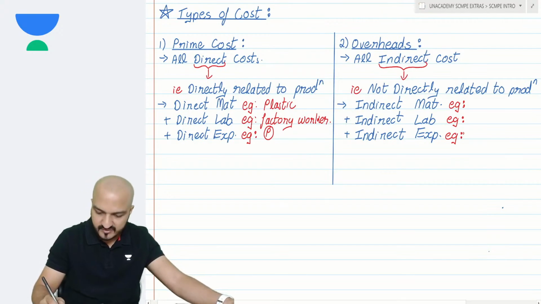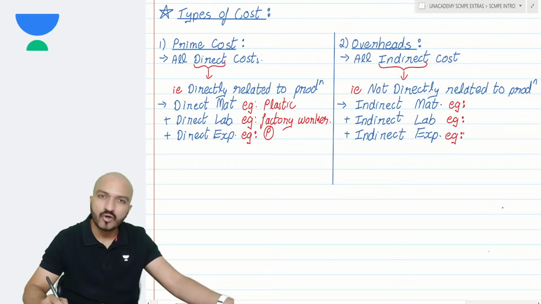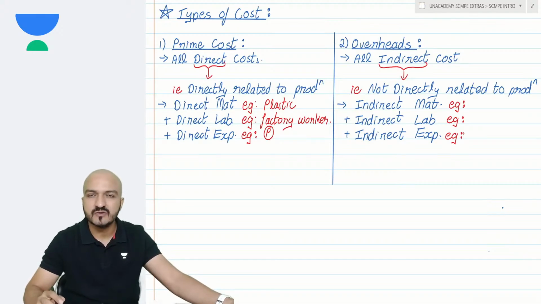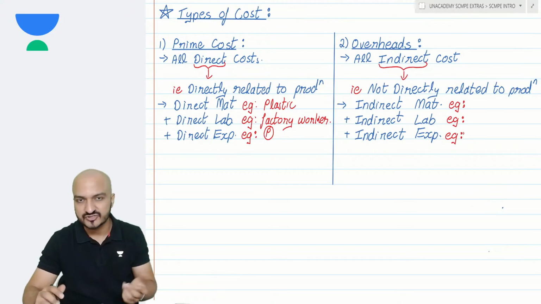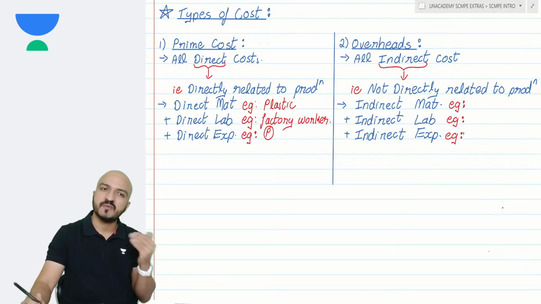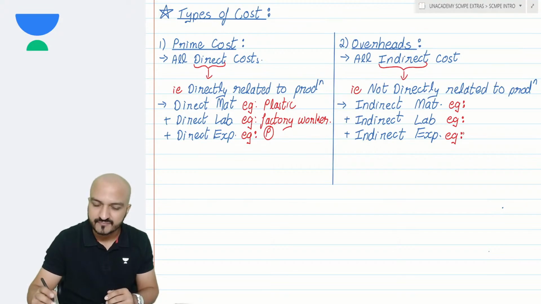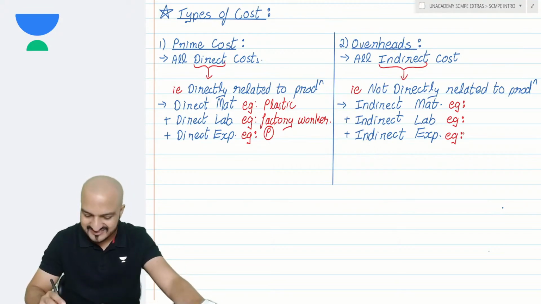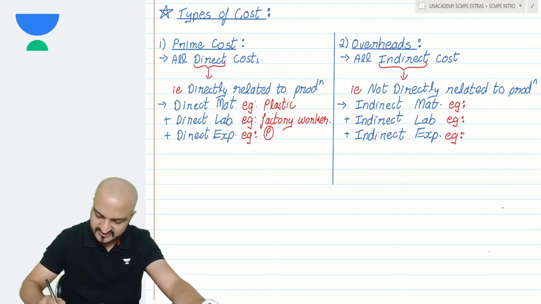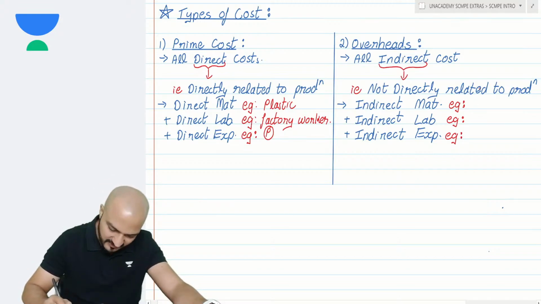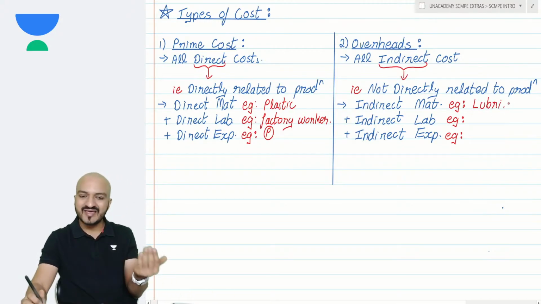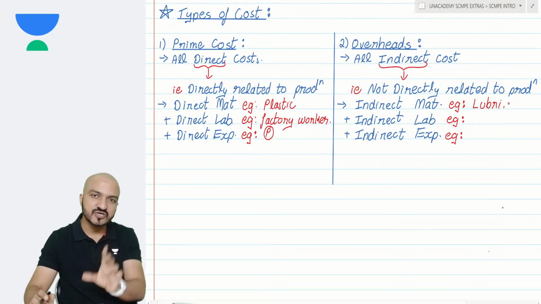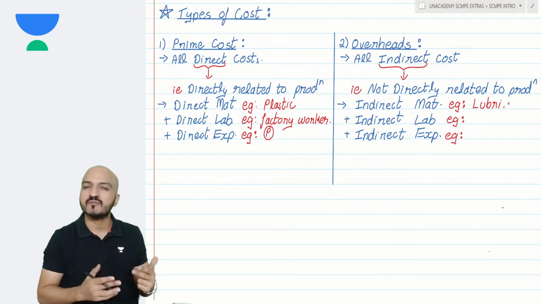Okay, spares can be indirect material, but I'll give you a more common example, because spares are not necessarily needed regularly. Machines might need spare part changes only once in a while. Yes, stationery used in offices can be considered indirect material, but I will use my favorite example: lubricants which are used in machines. Lubrication which is required in the machine. Yes, that becomes indirect material.